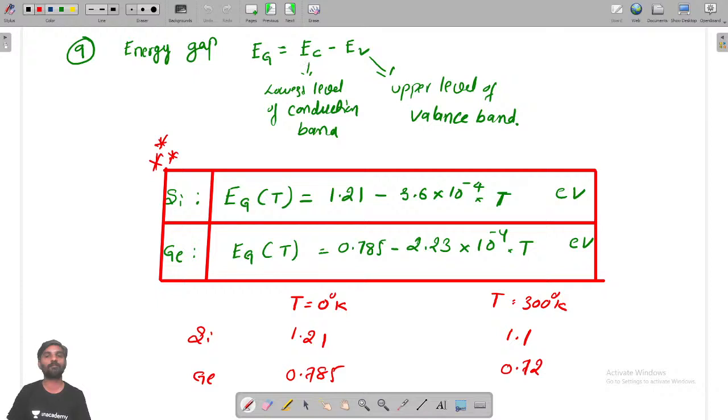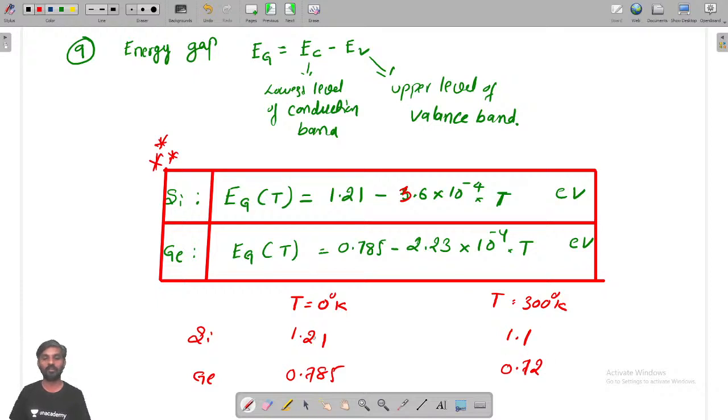And the energy gap for silicon is going to be 1.21 minus 3.6 times 10 to the power minus 4 times T, where T is the temperature at which we are measuring. For germanium, it is going to be 0.785 minus 2.23 times 10 to the power minus 4 times T. So for T equal to 0, you have 1.21 and 0.75 respectively for silicon and germanium. And for T equal to 300, it is going to be 1.1 and 0.72.